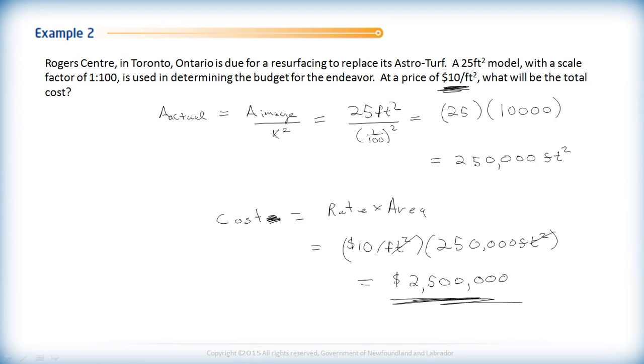Sounds like a lot of money to you or me. In fact, it is. But I guess if you own the Rogers Centre or the Toronto Blue Jays or both, then $2.5 million is not even a fraction of what some of those guys make a year.